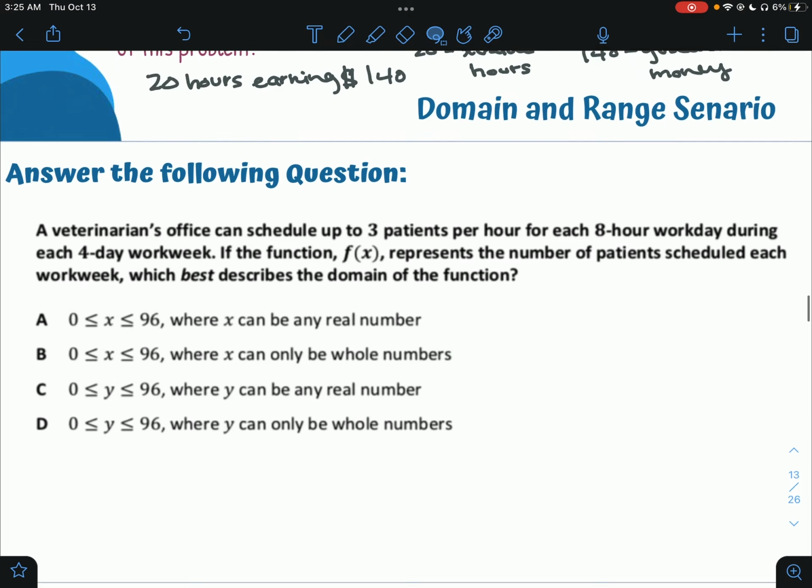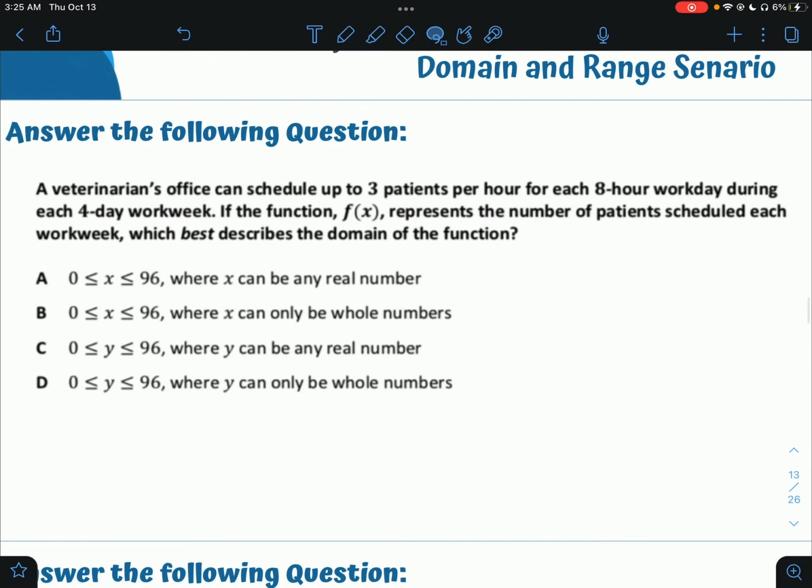Okay. If we take a look at another one, this would be one that might show up on a state test or a benchmark. This is a standardized test or even an ACT. I've seen domain and range questions on an ACT. A veterinarian office can schedule up to 3 patients per an hour for each 8-hour workday during each 4-day work week. The function f of x represents the number of patients scheduled each work week, which best describes the domain of the function. So we need to think about what all can be scheduled and what is being represented here.